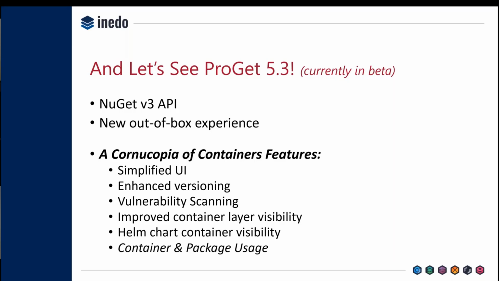We've improved our container layer visibility in the UI, as well as our Helm charts, where you can now automatically link your Helm charts to your container repositories in ProGet, which is really nice for that whole linking aspect. We've also added some container and package usage directly into ProGet that can query Otter as well as the Kubernetes API directly, which is really exciting.